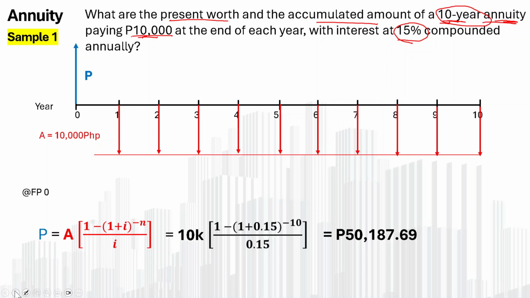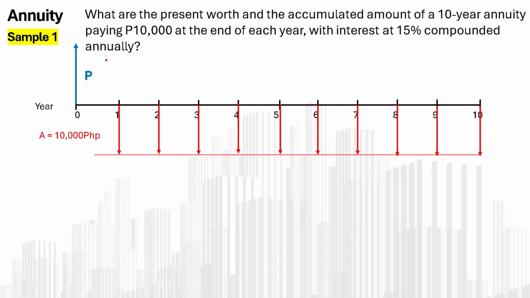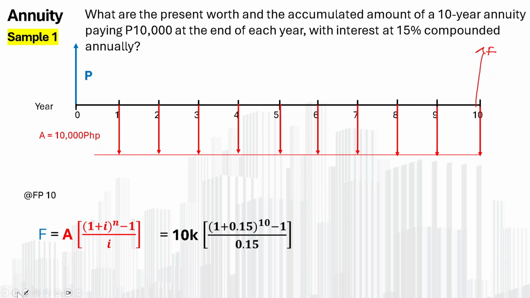Now, what about the accumulated value? So instead of P here, we need the total value. So we're going to move forward now. And we have all the ingredients to use our formula for future worth. So that'll be A times 1 plus i raised to n, minus 1, over i. So substituting, our A is 10,000. And 1 plus 0.15 raised to 10 minus 1, you would have the answer of 203,037 pesos and 18 cents. Don't forget to box your answer.